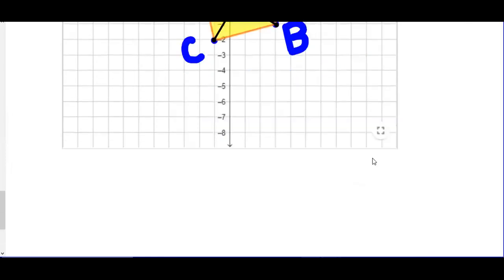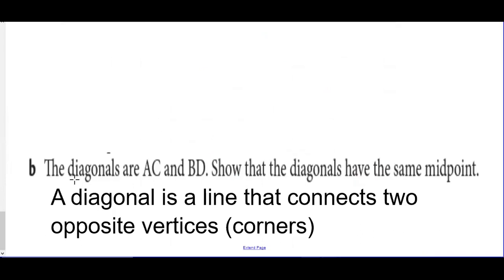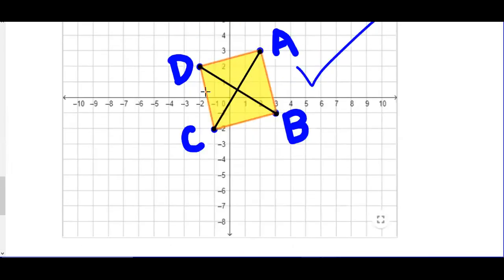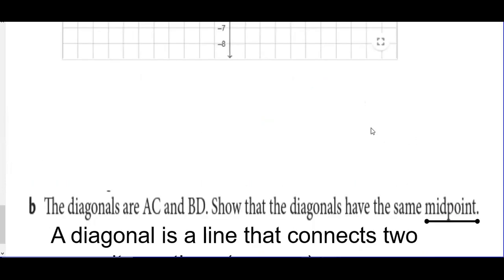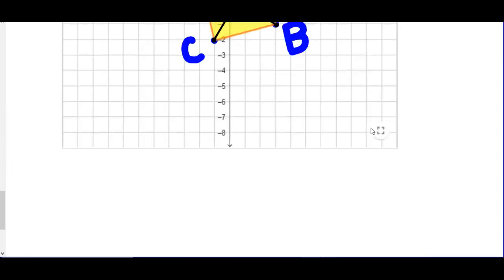Now, what is the question? The question is the diagonals, which are AC and BD. Here, I've shown them. A to C, B to D, those are diagonals. Now, what is the question? Show that the diagonals have the same midpoint. Do you remember what I said about the midpoint? I said the midpoint of a line segment is a point which is located at the center of the line.